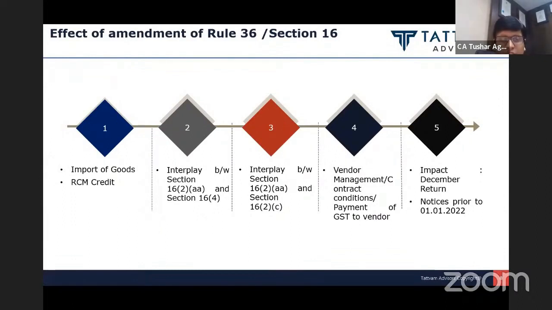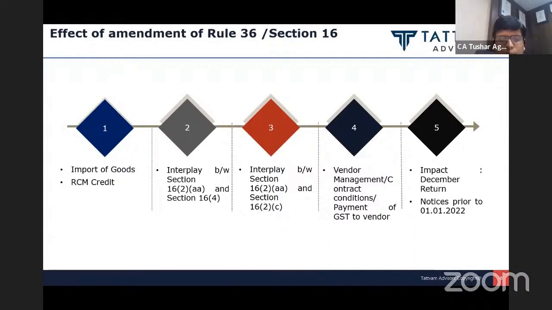Unlike what is happening today, because of the concept of provisional credit of 5%, I was in a position to avail credit to the extent of 5% at least. Now, this will no more be applicable after this amendment. So we have to be very, very cautious. And there comes the role of vendor management, contract restructuring, and deciding the payment terms of GST to the vendor.